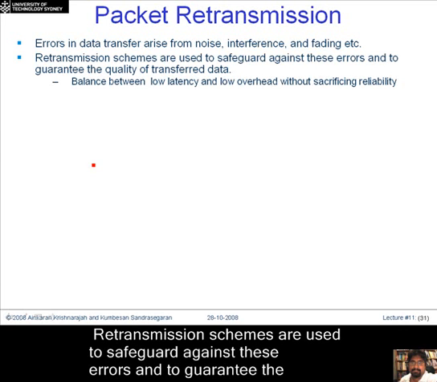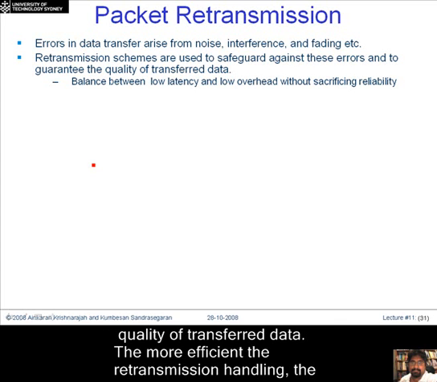So in forward error correction, what you do is you put extra overhead, quite a lot of extra overhead, so that the receiver is capable, based on the information it receives, to correct the error. There are a number of forward error correction schemes, but the more complex the forward error correction scheme that you use, the more overhead you're going to put into the transmitted data.